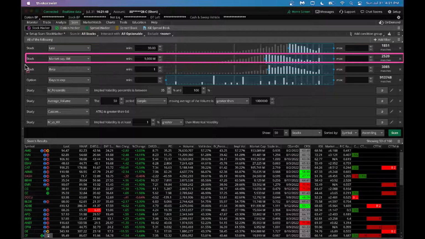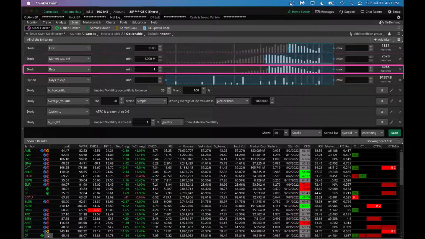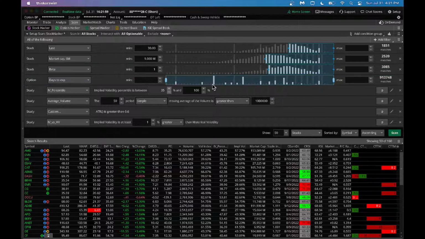And I want to make sure beta is more than 1. That means the stock trades along with the S&P 500, goes up and down. At least the minimum is 1, maximum can be more. And then days to expiration, I did not select anything. I can say cancel this one here because I'm not in the option screener. I can just cancel this one here.